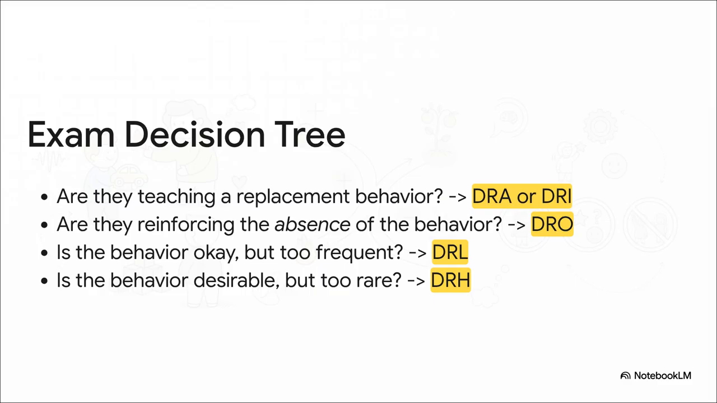Let's walk through it. Question 1, is the goal to teach a replacement behavior? If the answer is yes, you know it's either DRA or its cousin DRI. If not, you move on. Question 2, are they simply reinforcing the absence of the behavior? If yes, that's got to be DRO. What if the behavior is fine but just happens too much? Bingo, that's DRL. And finally, if it's a good behavior that you want to see more of, that's DRH. This simple logic is your secret weapon.